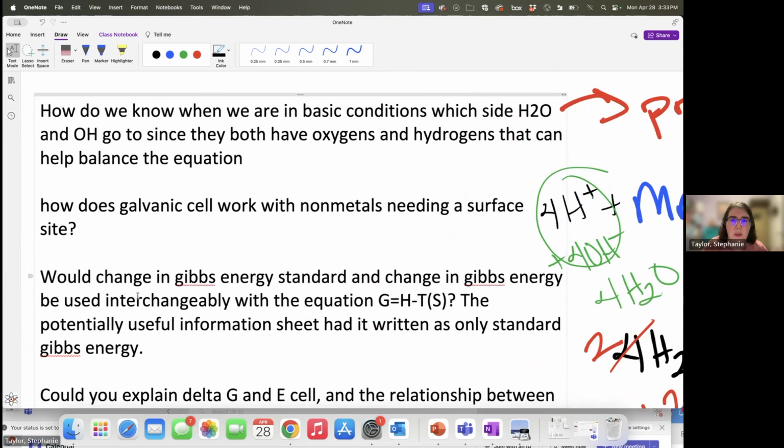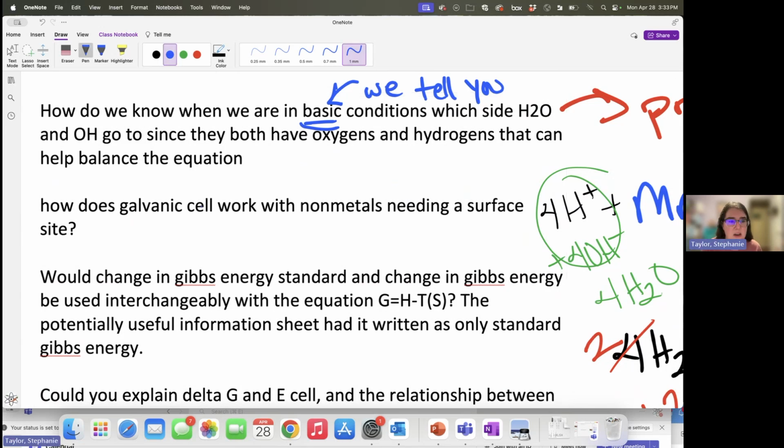And again, as far as basic or acidic conditions, we tell you. So we basically will say, hey, balance this in acid, or hey, balance this in base, is how that one works.